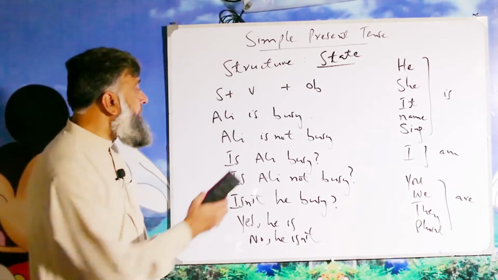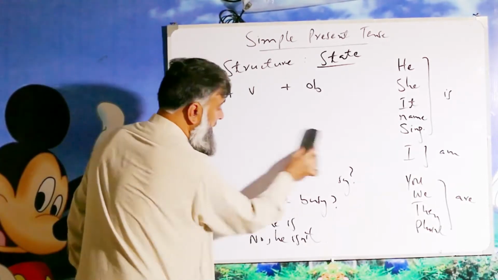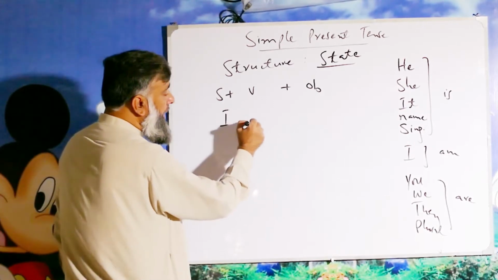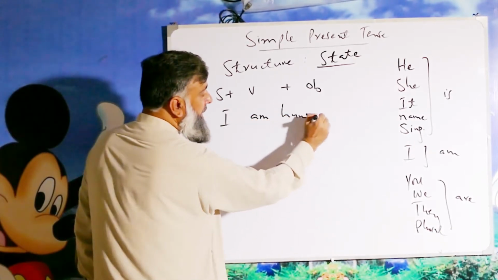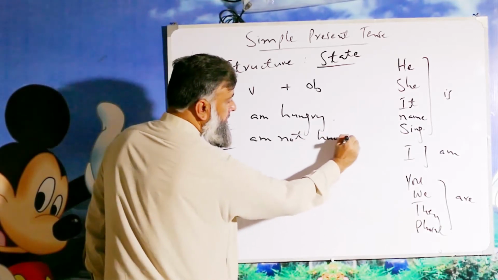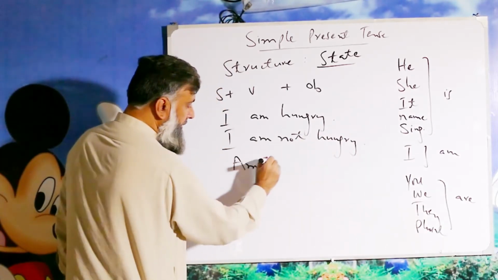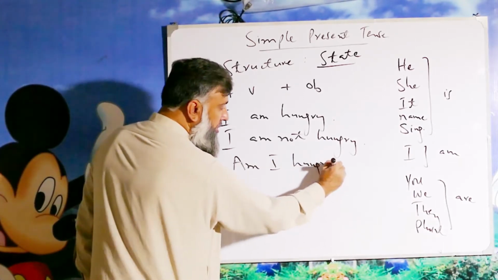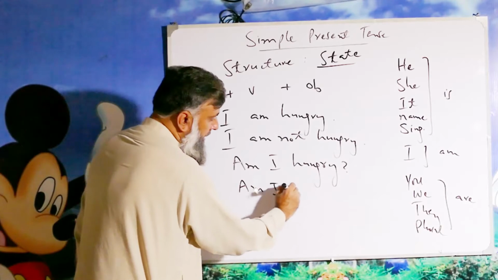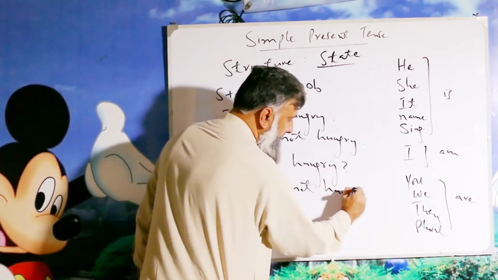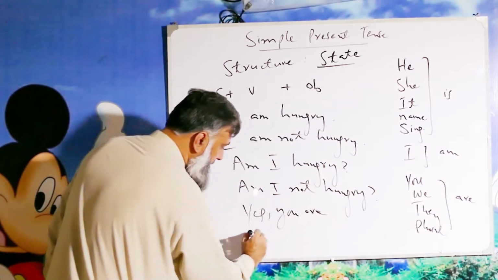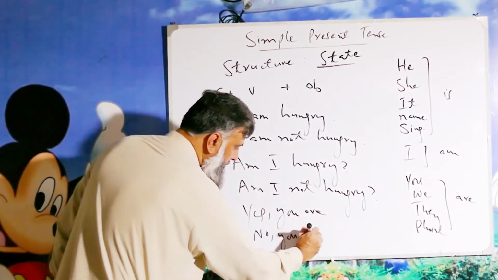Let me give you an example of the second category, that is any sentence with I. So for example, I am hungry. I am not hungry. Am I hungry? This is not logical, but again, this is just an example. Am I not hungry? Yes, you are. No, you aren't.